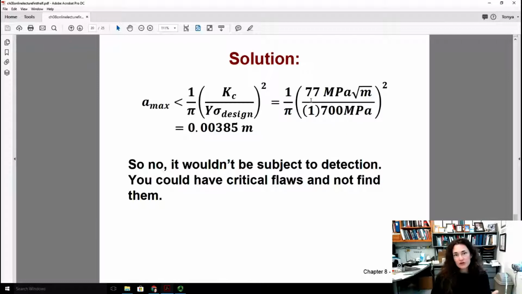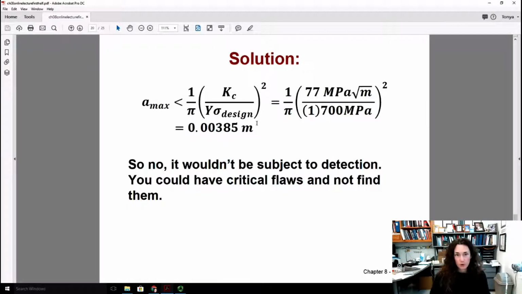Now note that even though the units are weird, it's going to work out. The megapascals on top cancels out with the megapascals on the bottom. And then also we're going to square this, and so that root meters becomes meters when it's squared. So we're going to have units that work out. It's worth mentioning.